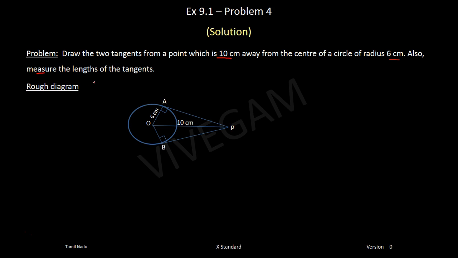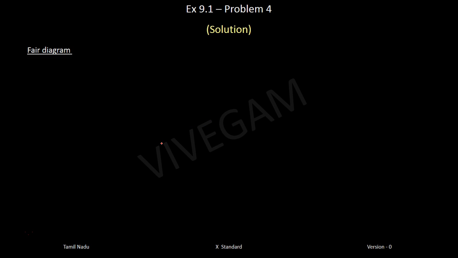Okay, rough diagram. So with O as a center and radius of 6 cm, draw a circle and mark a point P away from O at a distance of 10 cm. From O, using a scale, mark a point P. Then from P, you will have to draw these two tangents, PA and PB. That's all it is. Now let's get going with our construction.